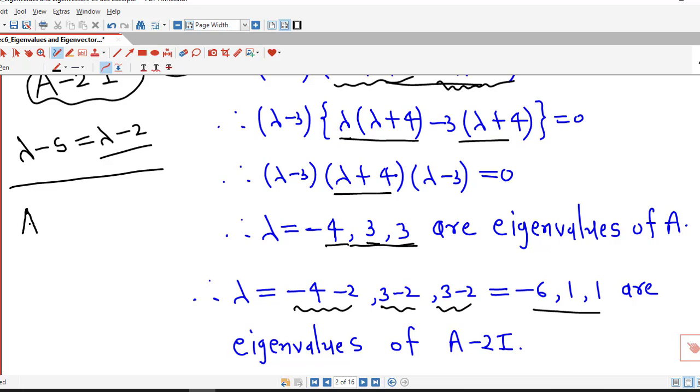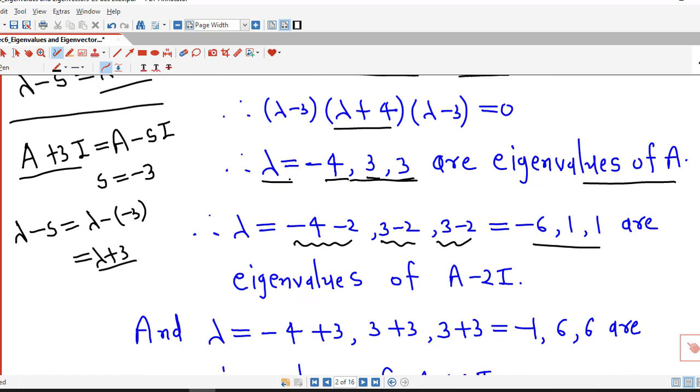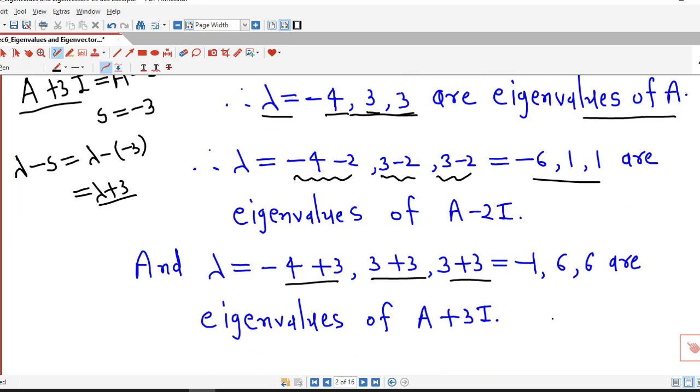We are also asked to find the eigenvalues of A plus 3I. If we compare with A minus SI, S is minus 3. So the eigenvalues of A plus 3I are lambda minus S, that is lambda minus of minus 3, which is lambda plus 3. So the eigenvalues of A plus 3I are obtained by adding 3 to the eigenvalues of matrix A. So we add 3 to each eigenvalue. So lambda equal to minus 4 plus 3, 3 plus 3, 3 plus 3, that is minus 1, 6 and 6 are the eigenvalues of A plus 3I.